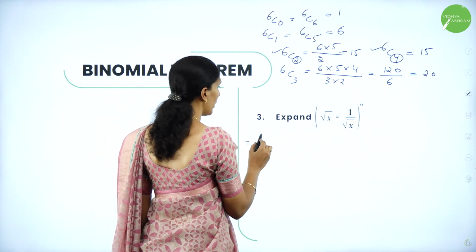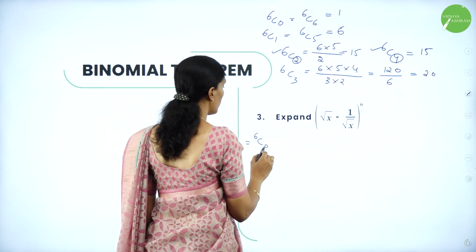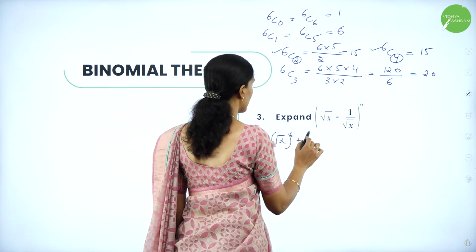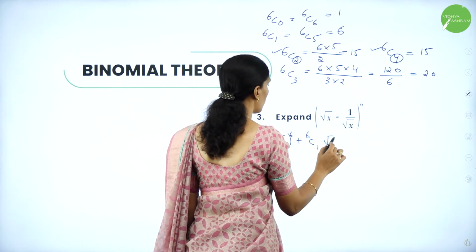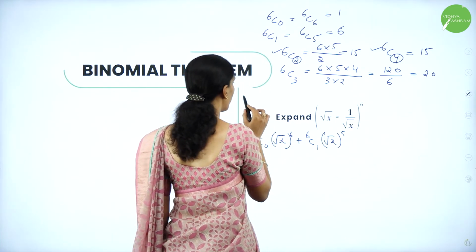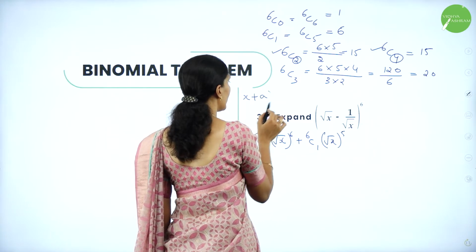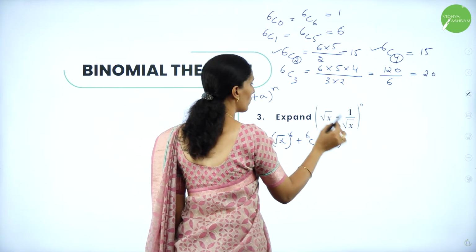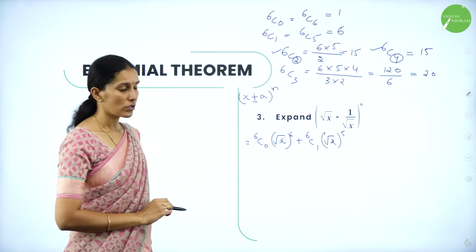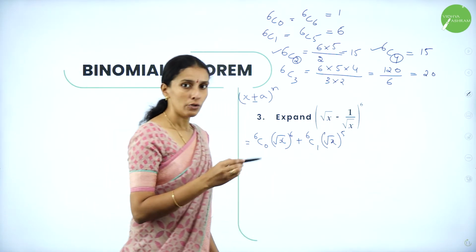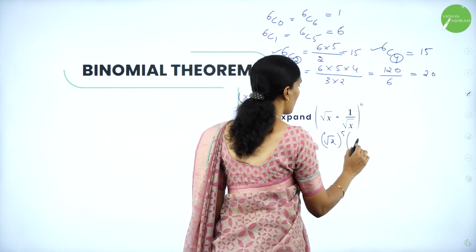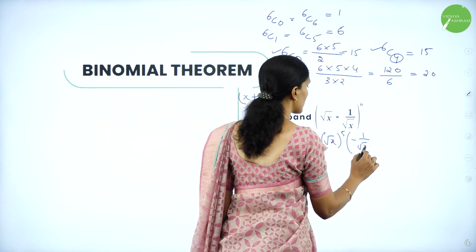So we know it is 6c0 root x whole power 6. Next, 6c1 root x whole power 5. But remember the value of a is here minus 1 by root x. In the expansion, you will be having positive, but when you have minus, you should replace a by minus only. So this is minus 1 by root x.